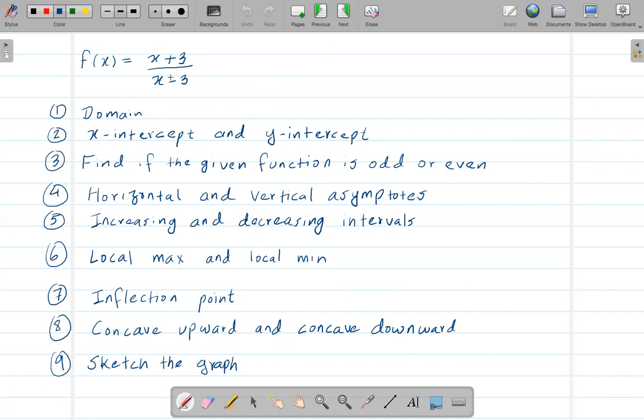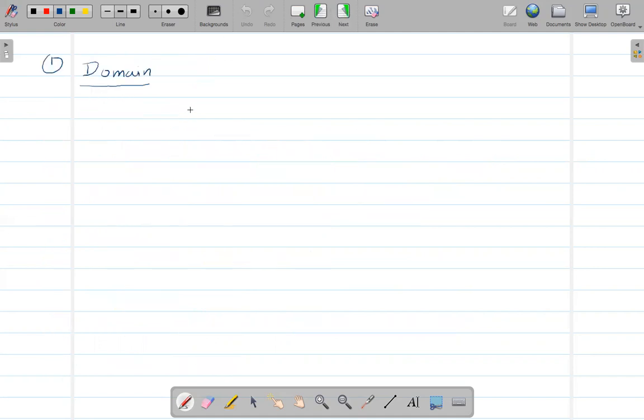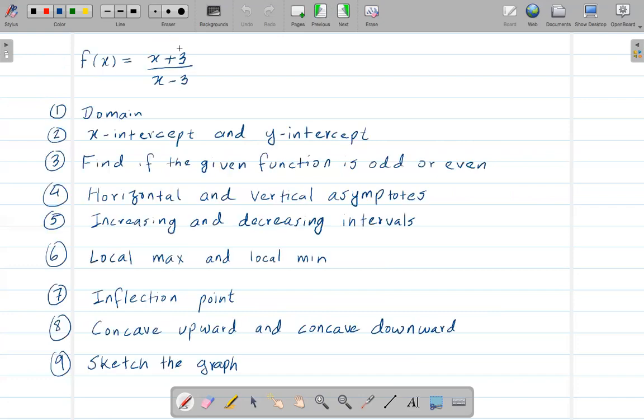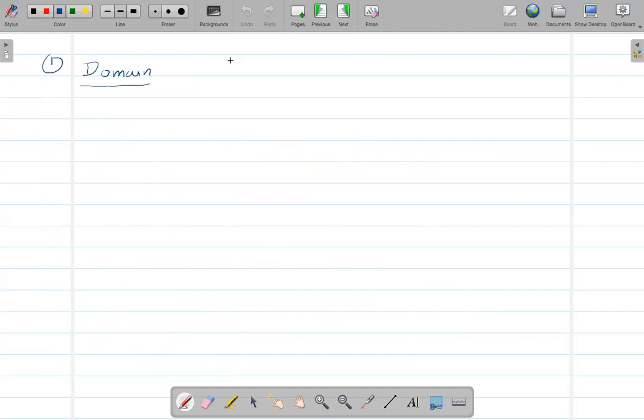First, let's find the domain of this function. The first one is the domain. Whenever you deal with a fraction, the domain means all the x values that are possible for this equation. The possible values of x are going to be based on what you have in the denominator. If you take any number, let's say the number is a, anything divided by 0 is undefined. We know that, right?